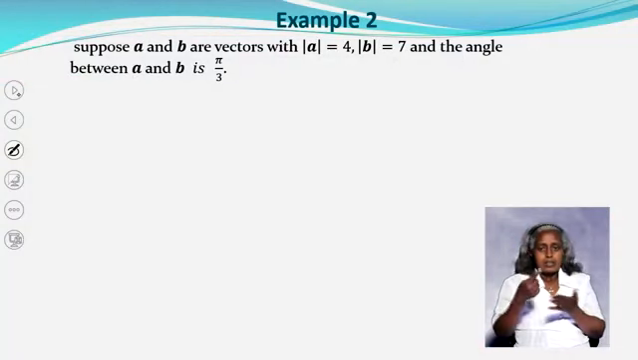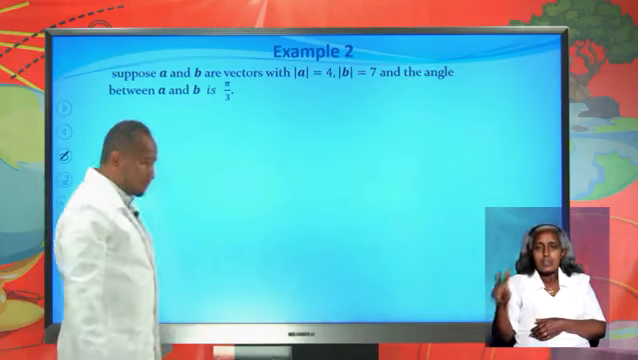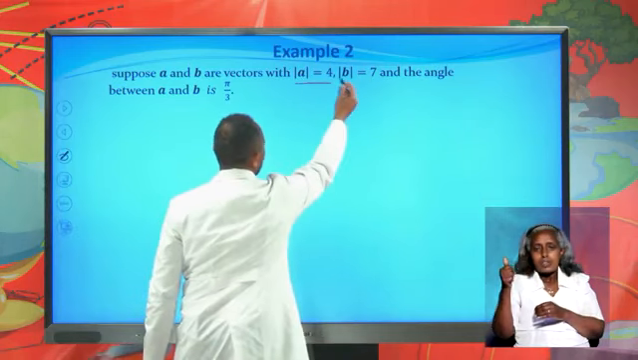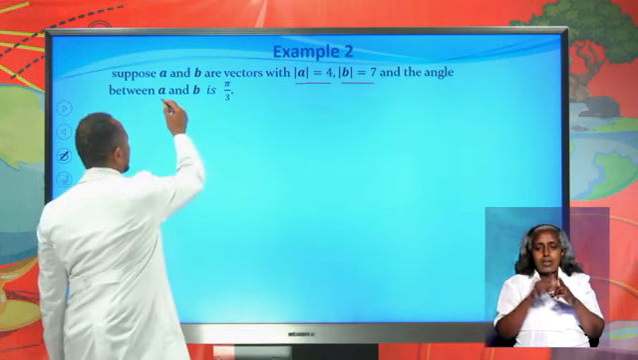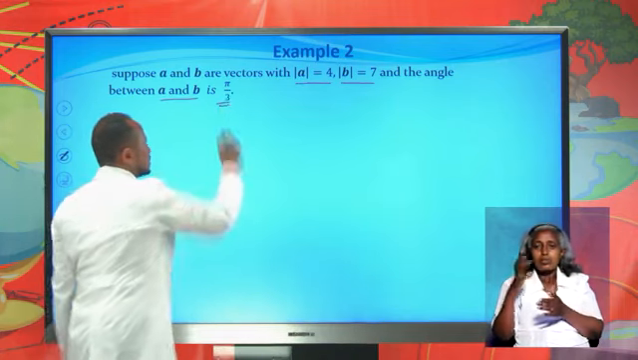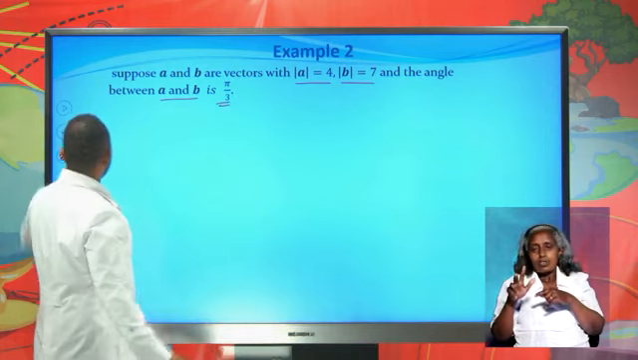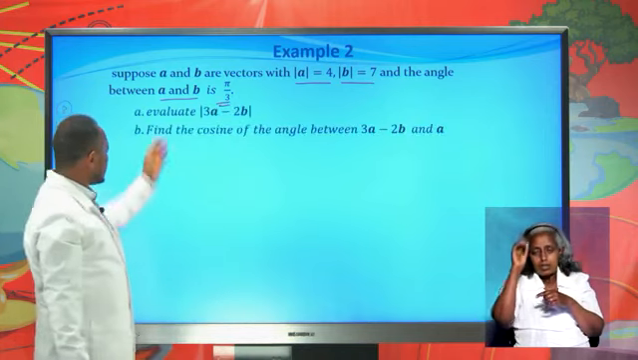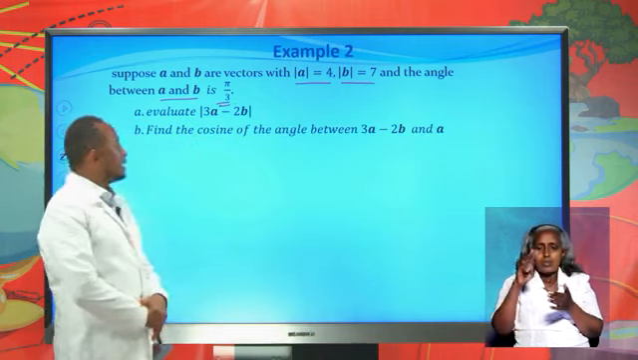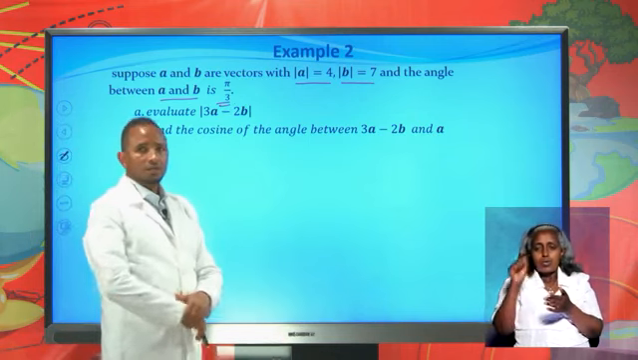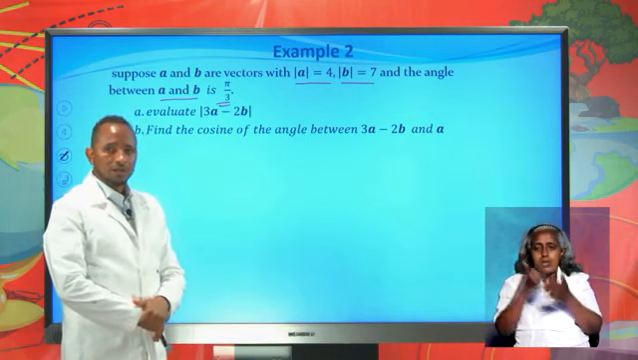Next here we have this. We can use bold letters to represent vectors. Suppose a and b are vectors, with the magnitude of vector a given as 4, and the magnitude of b given as 7, and the angle between vectors a and b is pi over 3, or 60 degrees. We are asked to find the magnitude of 3a minus 2b and the cosine of the angle between 3a minus 2b and a.